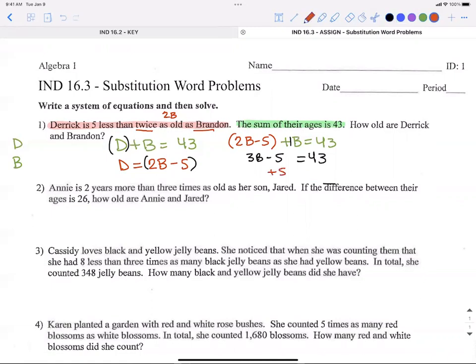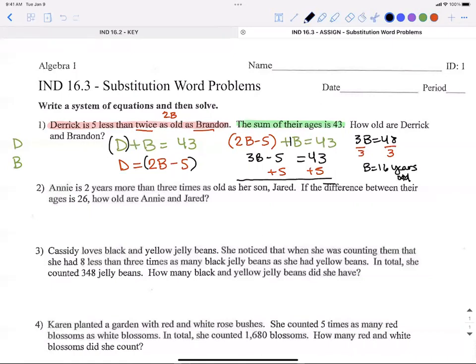So I'm going to add 5 and add 5 to both sides. And when I do that, I get 3B equals 48. And then I divide by 3 and I divide by 3 and I get that B equals 16. Okay, B equals 16. So I know that Brandon is 16 years old.